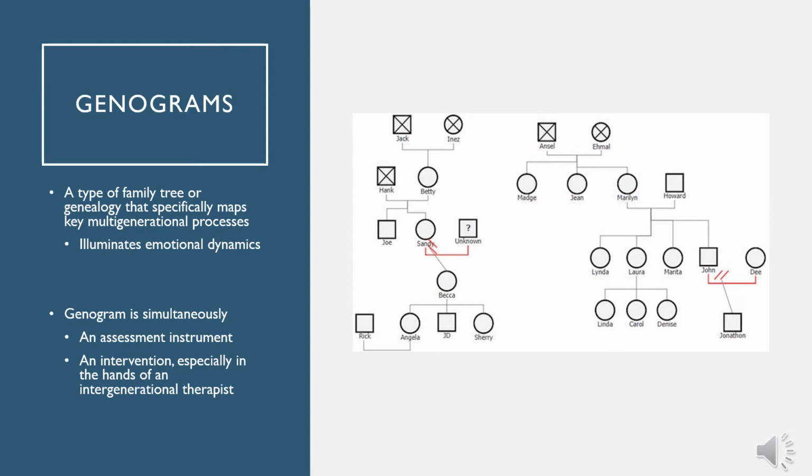In Bowen's theory, genograms can be used as an assessment and also as an intervention. A genogram is a sort of family tree, visualized with different keys or symbols that hopefully show multi-generational processes. So it's a way of describing emotional dynamics in a family.